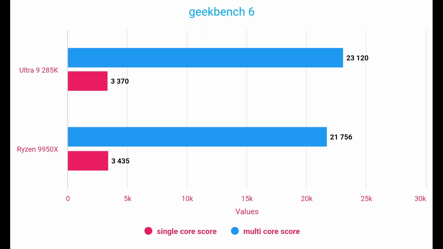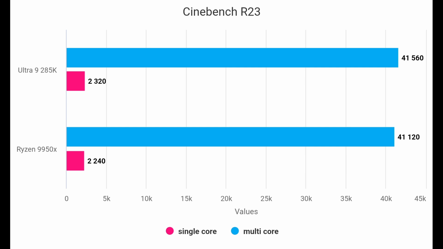Let's move to the benchmark results. Geekbench 6 single-core score: Ryzen 9 9950X is 3,435, and Ultra 9 285K is 3,370. Multi-core score: Ryzen 9 9950X is 21,756, and Intel Ultra 9 285K is 23,120. Cinebench R23 single-core: Ryzen 9 9950X is 2,240, and Ultra 9 285K is 2,320.